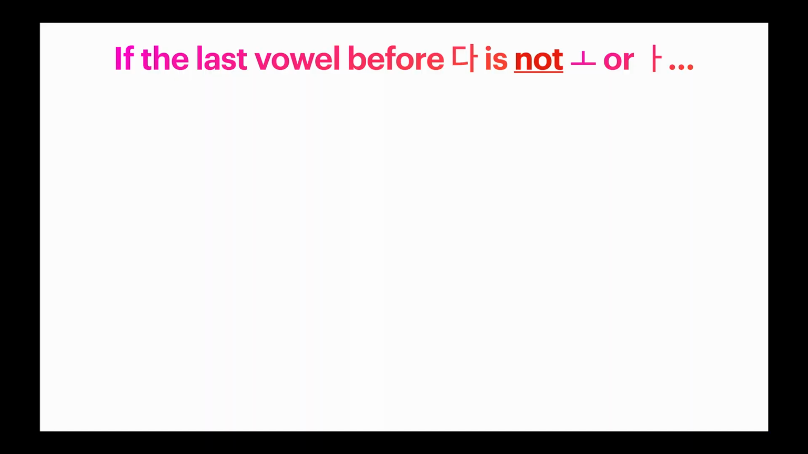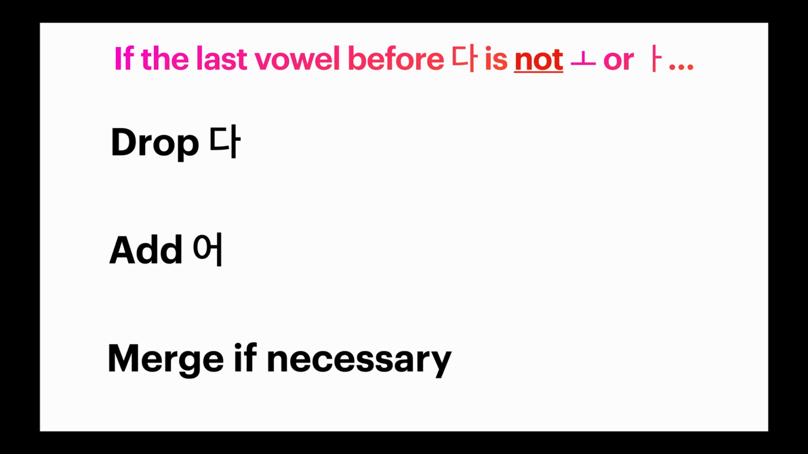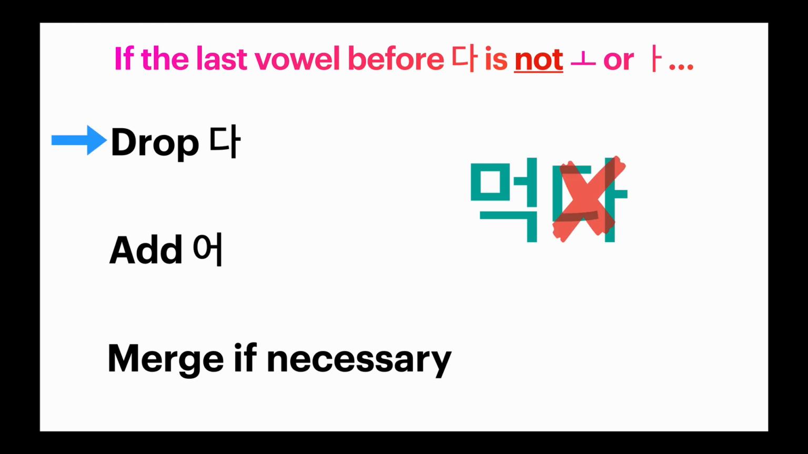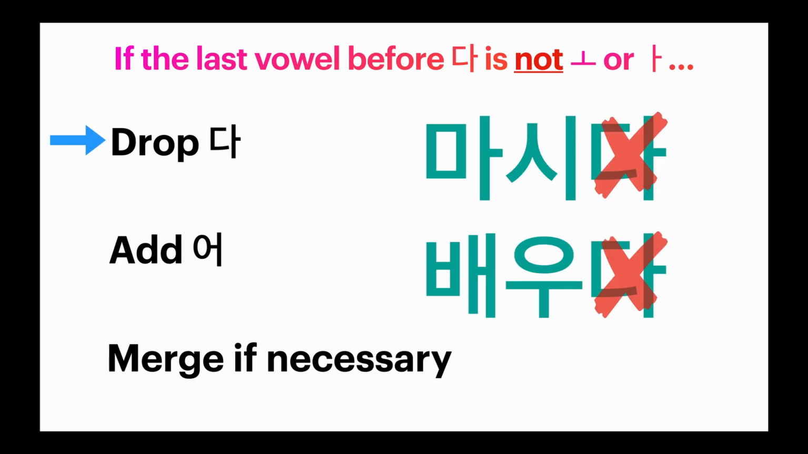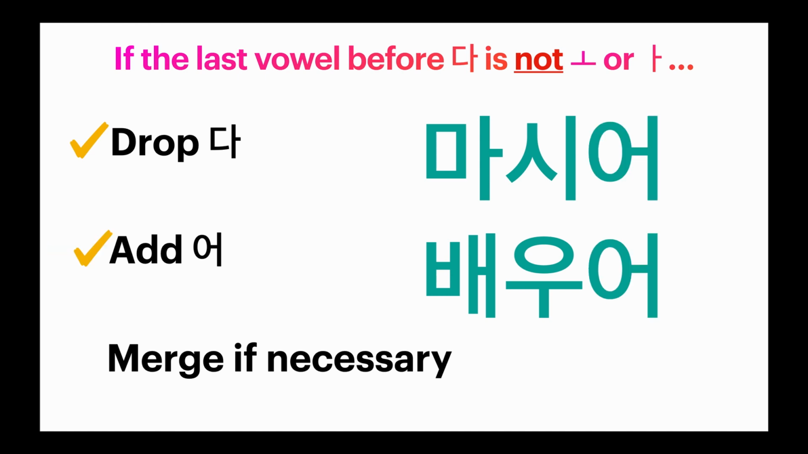So in summary, if the last vowel before 다 is not o or a, and it doesn't end with 하다, then you will drop 다, add 어, and merge if necessary. In the case of 먹다, drop 다, add 어, and it's impossible to merge this any further, so we can count this as done. But in the cases of 마시다 or 배우다, drop 다, add 어, and merge the vowel sounds.